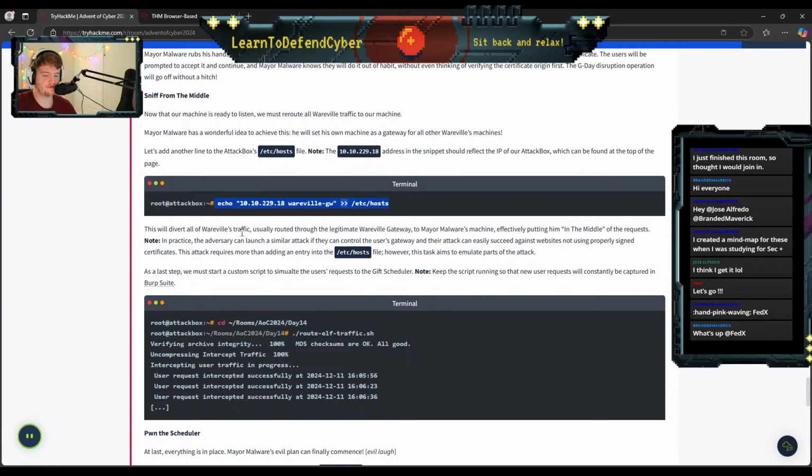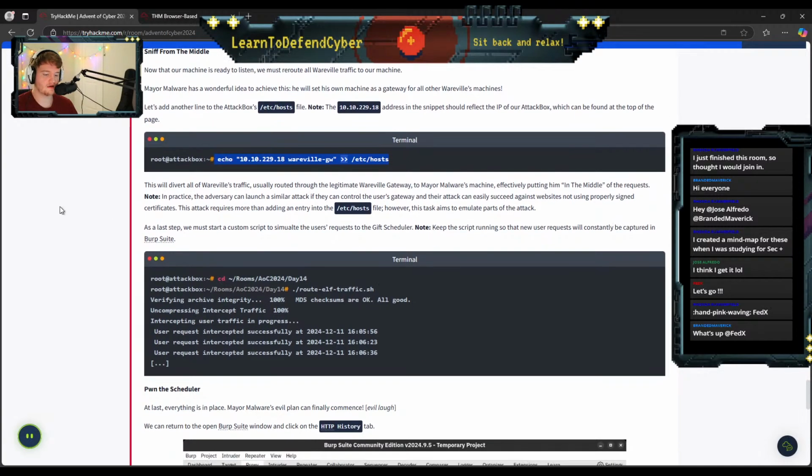Okay, this will divert all of Wareville's traffic, usually routed through a legitimate Wareville gateway, to malware's machine, effectively putting them in the middle of the requests. In practice, the adversary can launch a similar attack if they can control the user's gateway. Their attack can easily succeed against the websites not using properly signed certificates. So if you were on a rogue AP of some sort, like we talked about the other day, and they can control the gateway, then they can just proxy all the traffic.